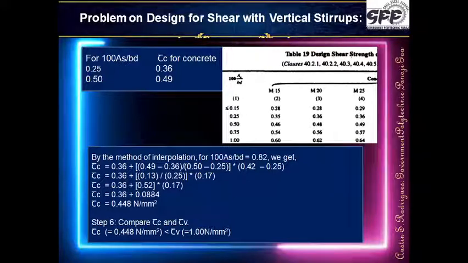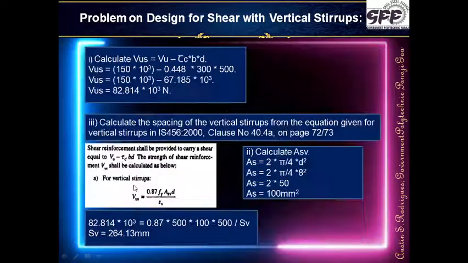That means we will have to help the beam, we will have to reinforce the beam by providing the shear stirrups, because the concrete by itself, because of the longitudinal steel present over there, cannot resist the maximum shear stress coming on the beam. So we need to provide the shear reinforcement.